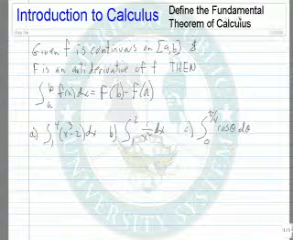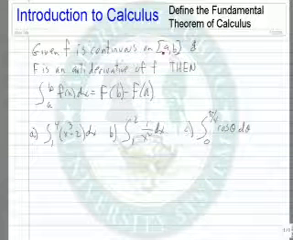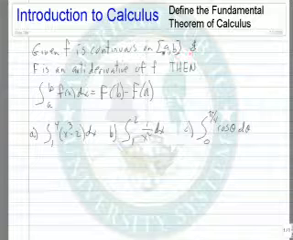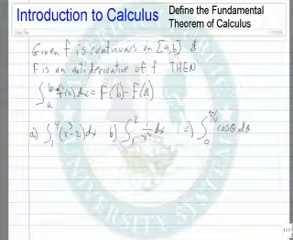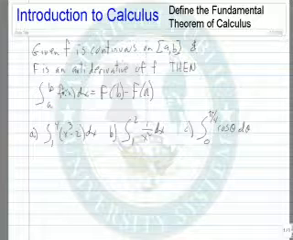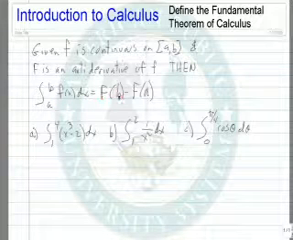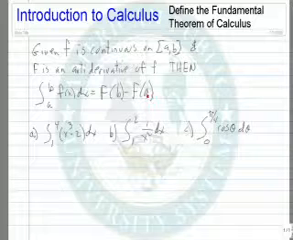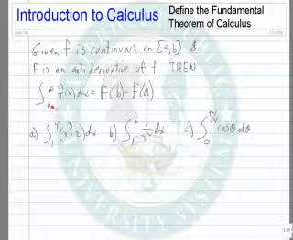We want to define the fundamental theorem of calculus. If f is a continuous function on a closed interval [a, b], and capital F is an antiderivative of it, then the integral from a to b of f(x) dx is equal to F(b) minus F(a). So you take the antiderivative and substitute b in, take the antiderivative and substitute a in, and subtract them.